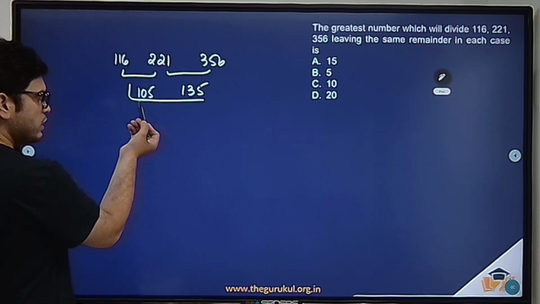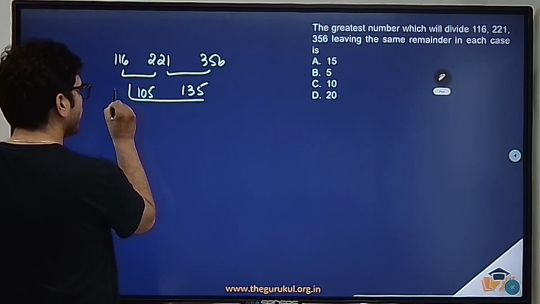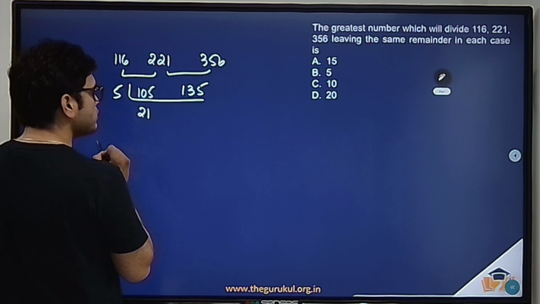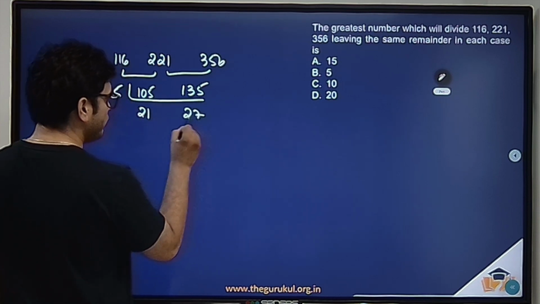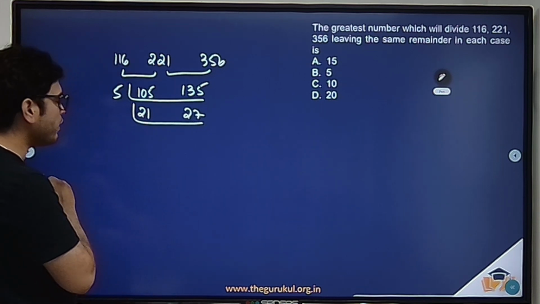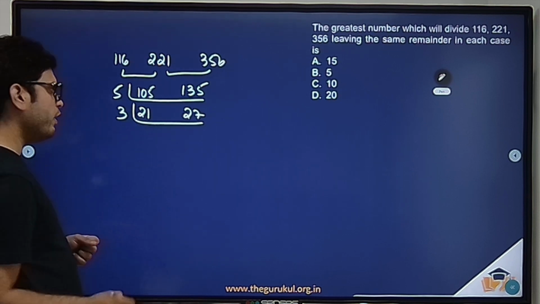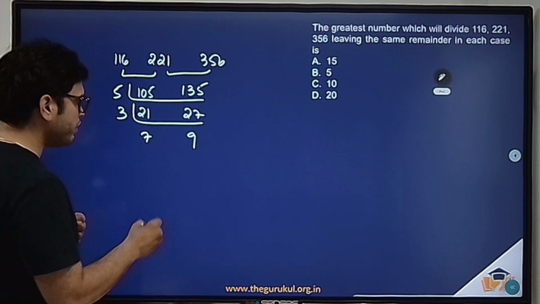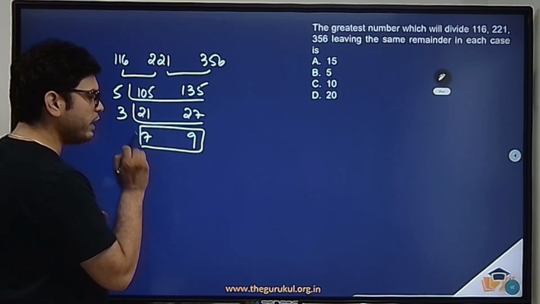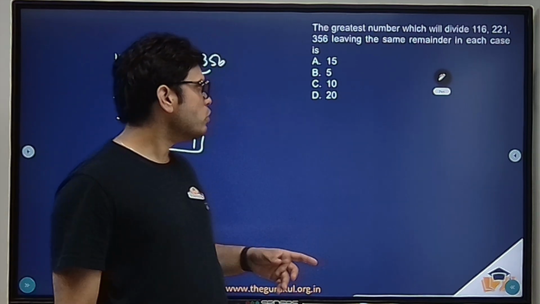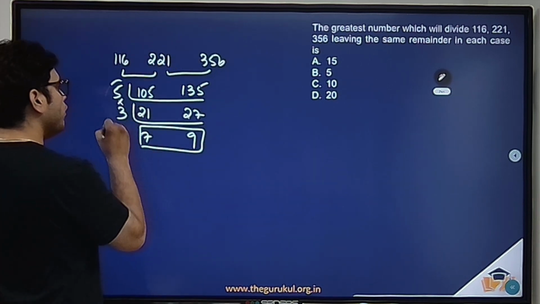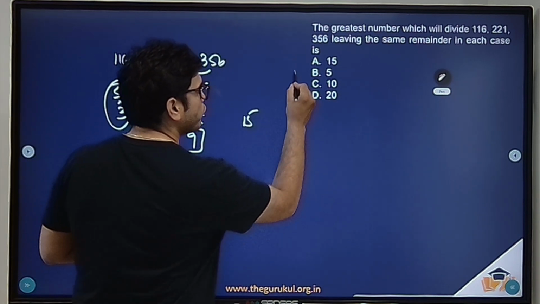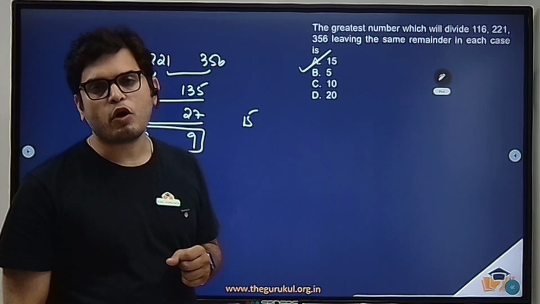Right. Now, once you have these two differences, you need to find the HCF of 105 and 135. I can see that these two are multiples of 5. So 5 21s, 5 27s. Again, you have a common factor 3 for both 21 and 27. So 3 sevens 21, 3 nines 27. Now since 7 and 9 are co-primes, we'll stop here. So the HCF of these two numbers would be 5 into 3, 15. So the answer for this question should be 15, hence option A.